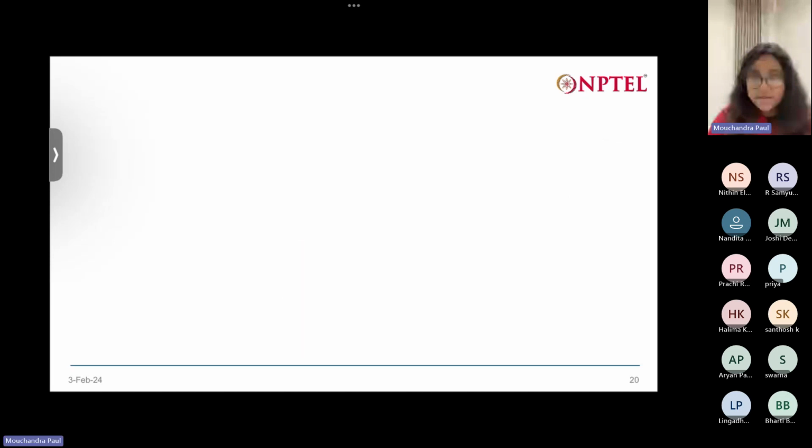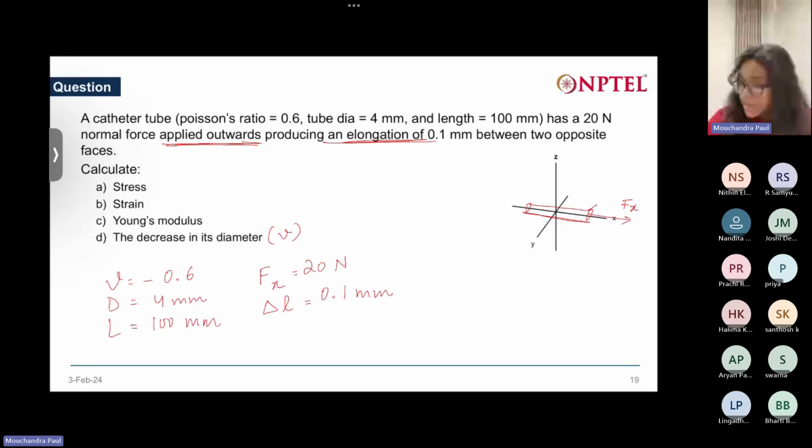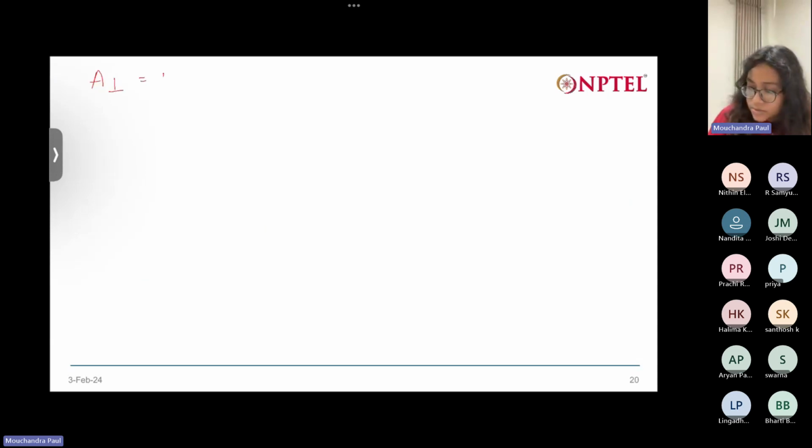So let's calculate stresses. Before calculating stress, we have to calculate the area perpendicular to the direction of the force. Here the area perpendicular to it is a circle, right? So area of a circle: pi, what is our diameter? Diameter is 4 mm, (4/2) squared. So how much will it be?